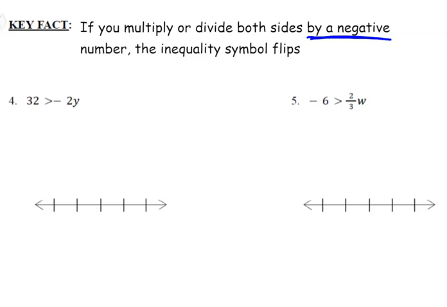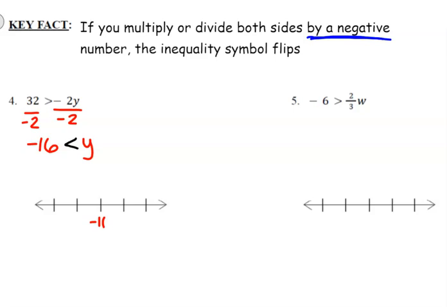So when I look at a question like number 4, and I have 32 is greater than negative 2y, and I want to solve it for y, well, I'm going to divide by negative 2. So first off, 32 divided by negative 2 is negative 16. My inequality symbol in the middle is going to flip and face the other direction because I am dividing by a negative. I wrote negative 2 on both sides. And then on the other side, I get y.